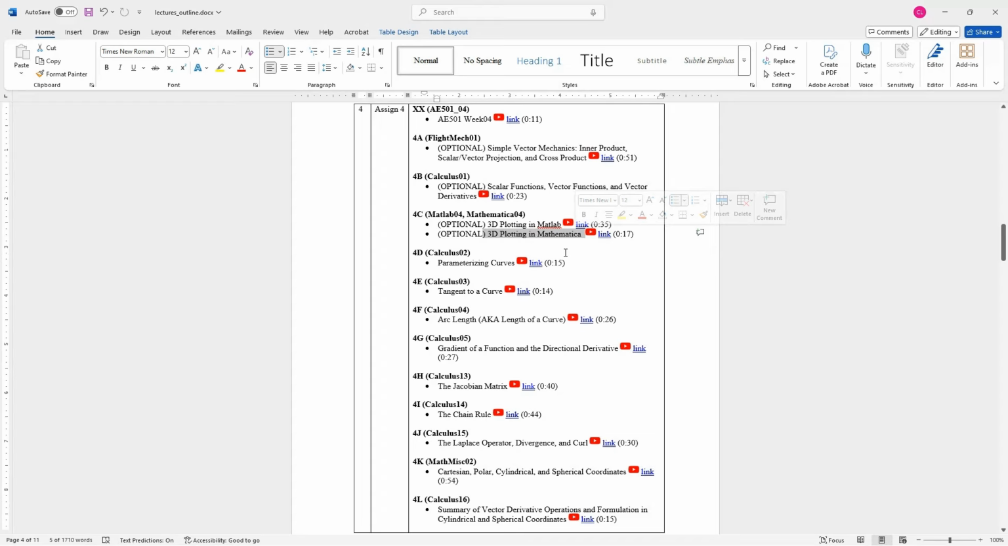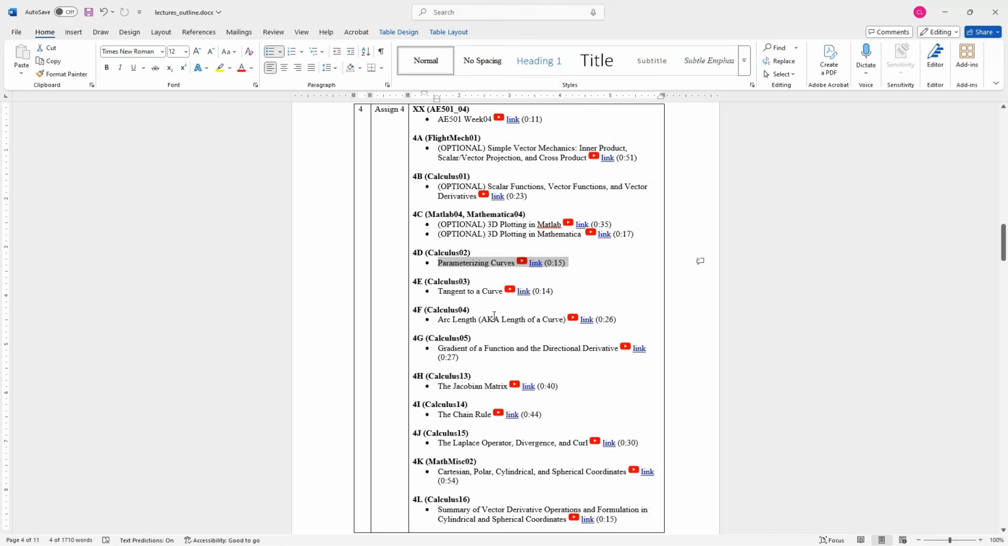Now, that being said, let's talk about the things that might be new to everyone. The first thing I'd like to talk about is parameterizing curves. This is how we might be able to describe a curve or a line or a path in 3 dimensions. And we're going to see later, we're going to expand this into defining surfaces in 3 dimensions as well. So this is a quick discussion on how to parameterize a curve.